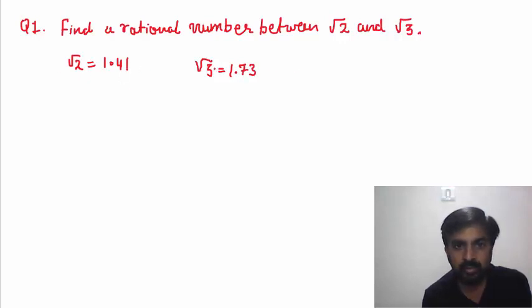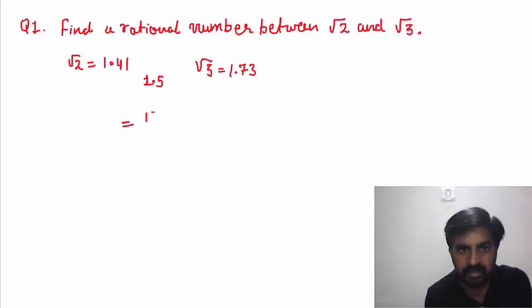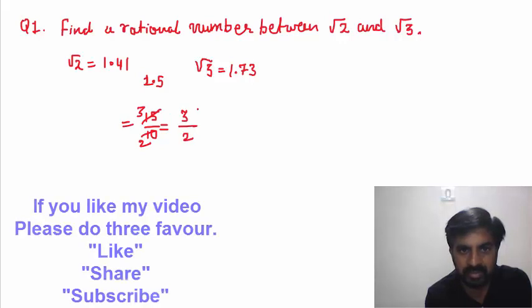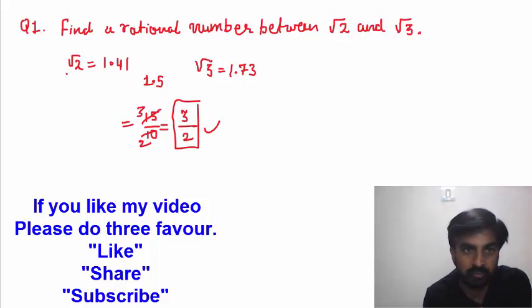So you have root 2 and root 3's values in decimal. Now you have to select one decimal value between these. I can select 1.5. You can write 1.5 as 15 by 10. If you want to reduce this, cancel: 3 fives are 15 and 2 fives are 10, so 3 by 2. So 3 by 2 is a rational number in the form of p by q, which is between root 2 and root 3.